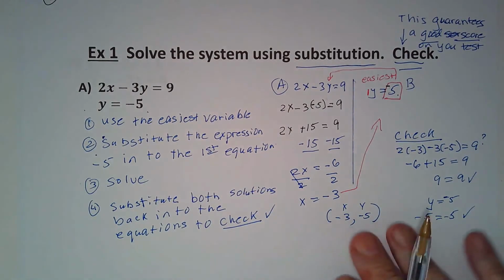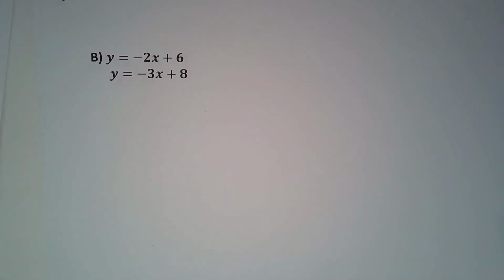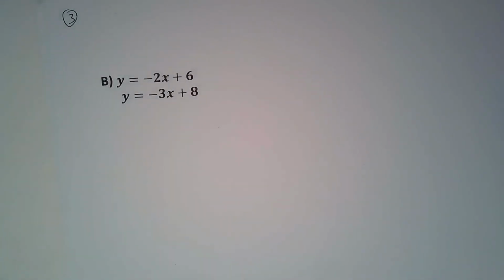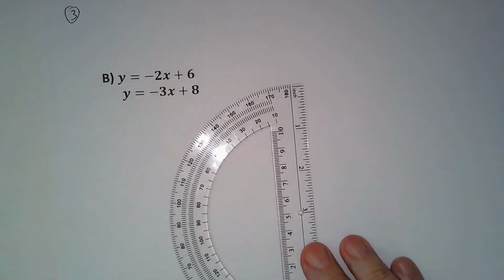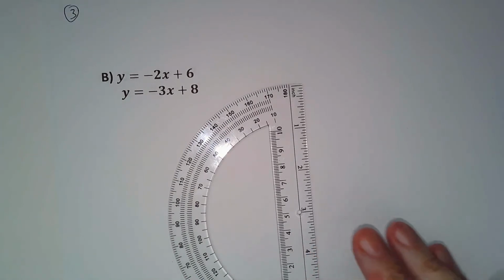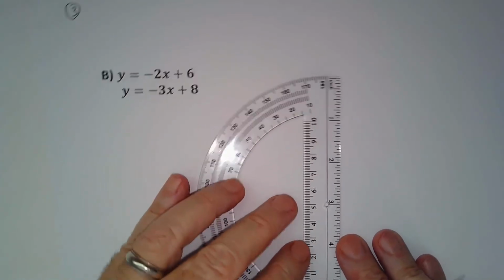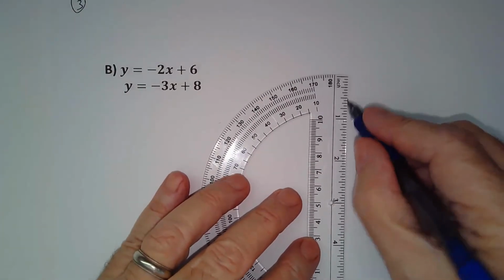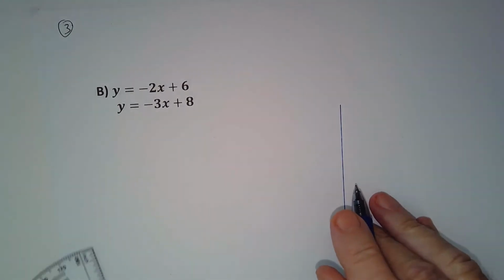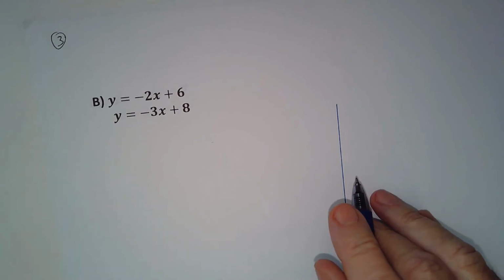Okay? All right. So next set of equations. Where's my ruler? Pardon me. Let's just divide this over here. And so I've got y equals negative 2x plus 6.